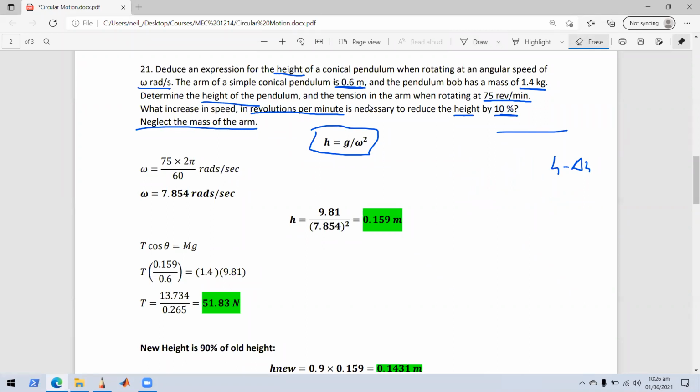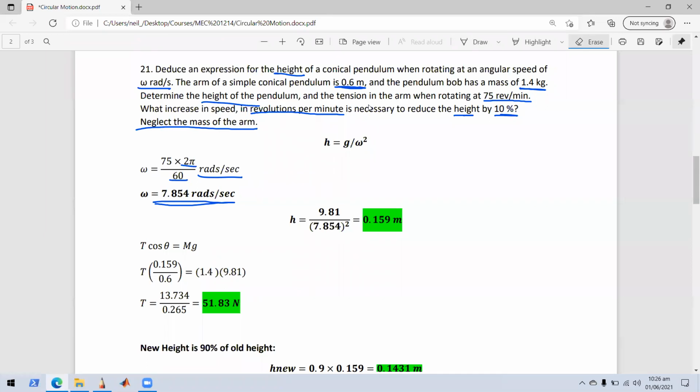So first, we just want to find basic height and basic tension. So h is equal to g divided by omega squared. Converting omega from 75 revs per minute, multiply by 2 pi, divide by 60, we get rads per second. Plug this into a calculator, we get omega is equal to 7.854 rads per second, not revs per minute anymore. We know g is 9.81. That's the constant we use all the time.